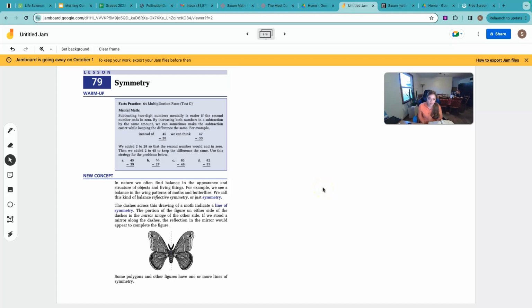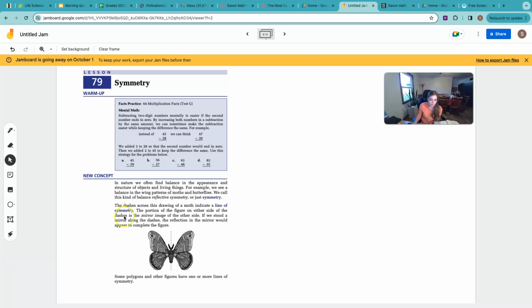This is lesson 79 in Saxon 5.4, and it's about symmetry. If you don't have this yet, go ahead, pause this video, and get a plain sheet of paper or a lined sheet of paper for an activity we're going to do in this lesson. Or a sticky note, or an index card. Any of those will work. Once you have that, unpause this video and we'll continue.